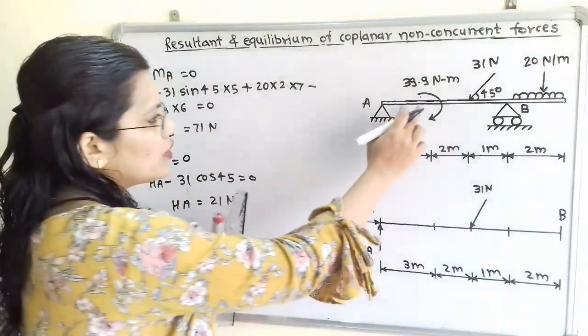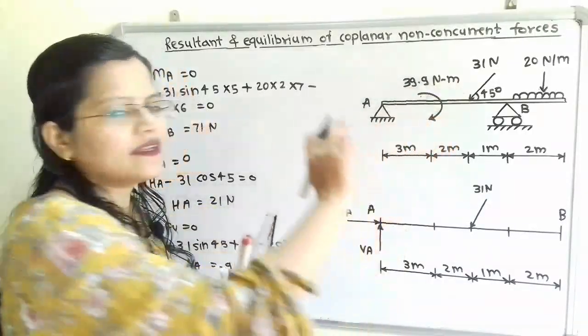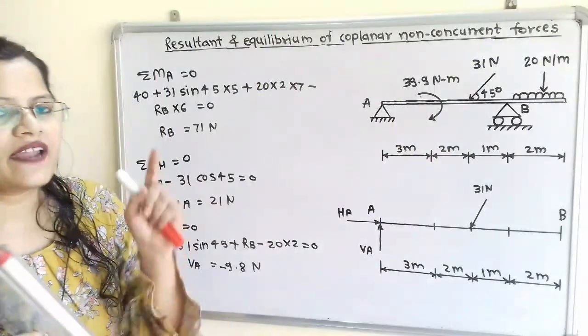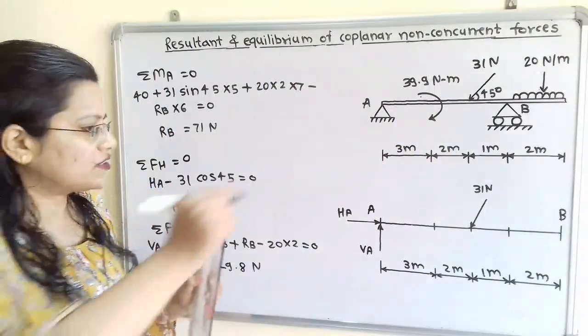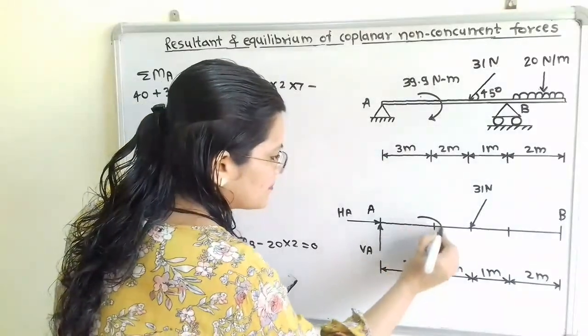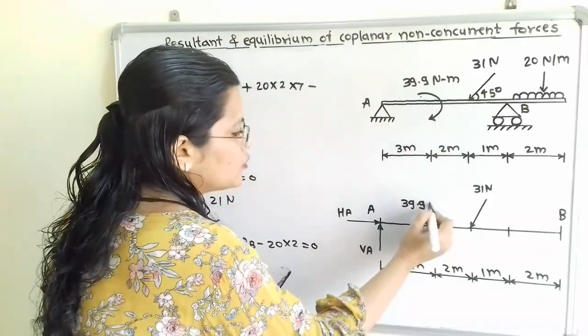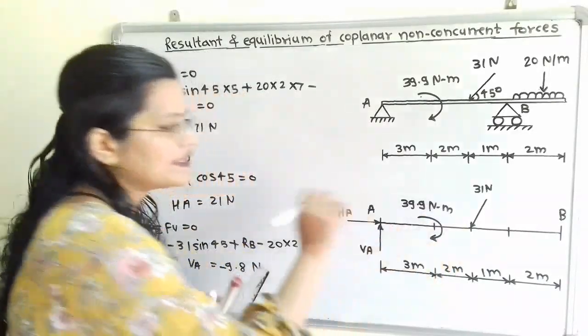Now if we move to the next point, a 39.9 Newton meter moment is given, which is in the clockwise direction. So we have to show that, and the distance in between is 3 meter. 39.9 Newton meter, so this is the moment given.